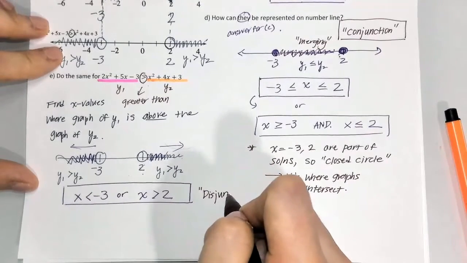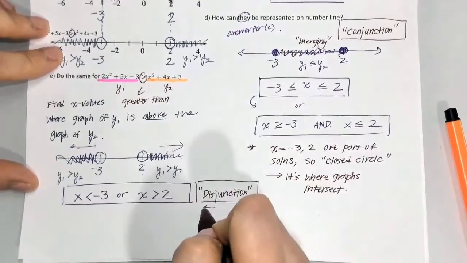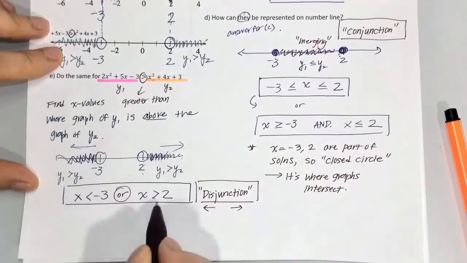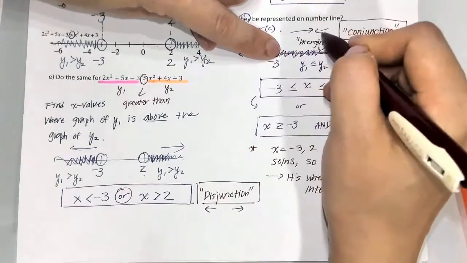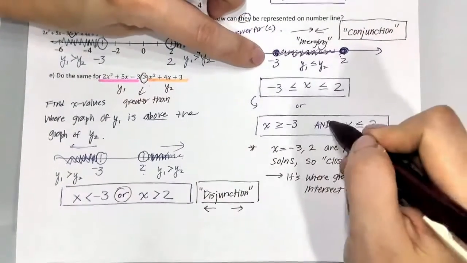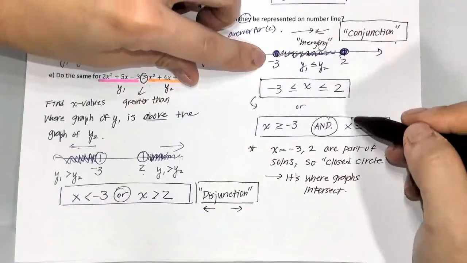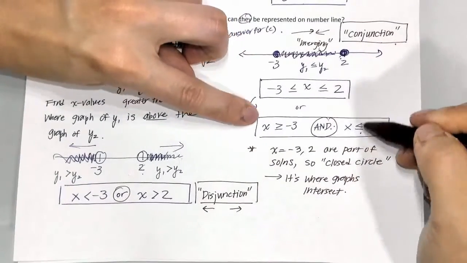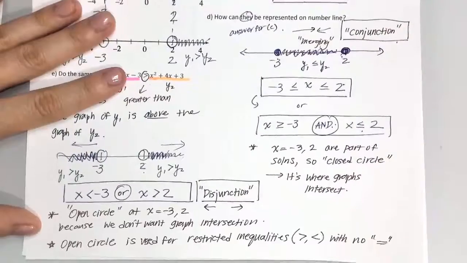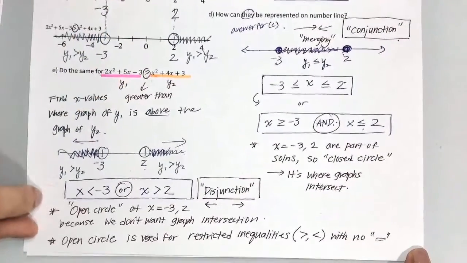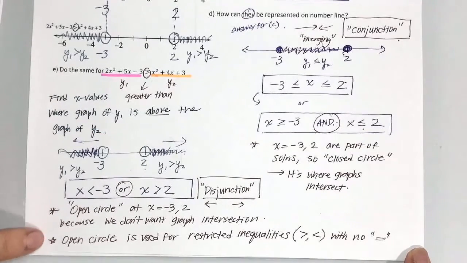This is a disjunction. If they're going in separate directions, then we use the word or, and we call it a disjunction. Whereas over here, if they're meeting together, merging together, we use the word and, and that's going to be a conjunction. You can write an answer with an and like this, or you can write it this way. With a disjunction, there's only one way to write the answer. And if you have more questions about why we have an open circle at -3 and 2, please read these notes below.